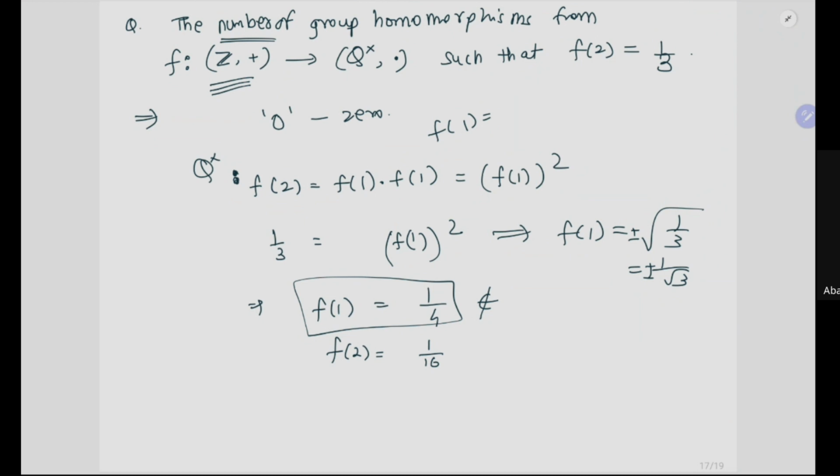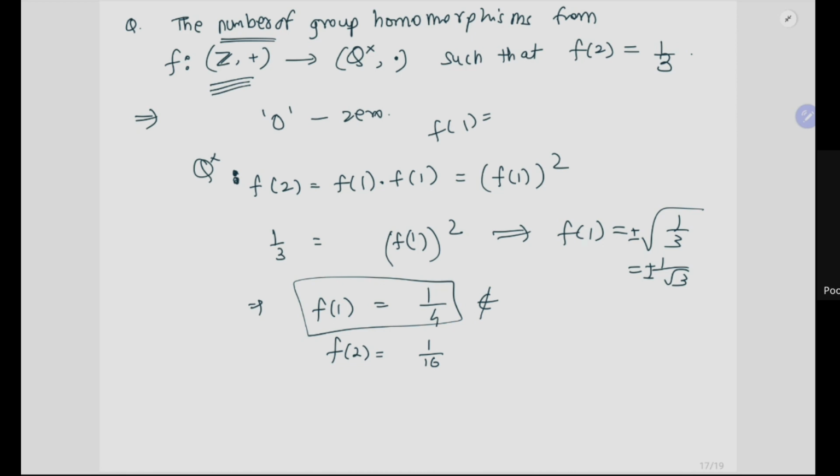The only thing we need to take care of here is that the identity here goes to the identity there. Right? Yes, ma'am. F of 1 to be the, yes.